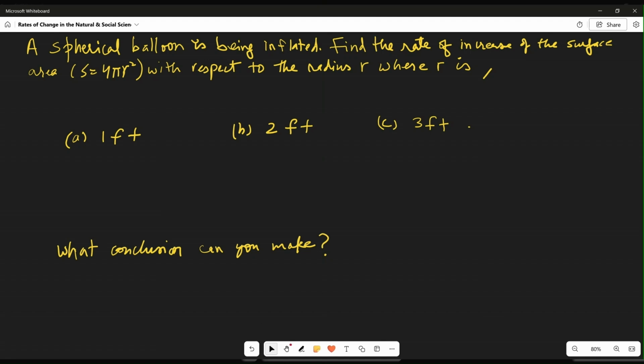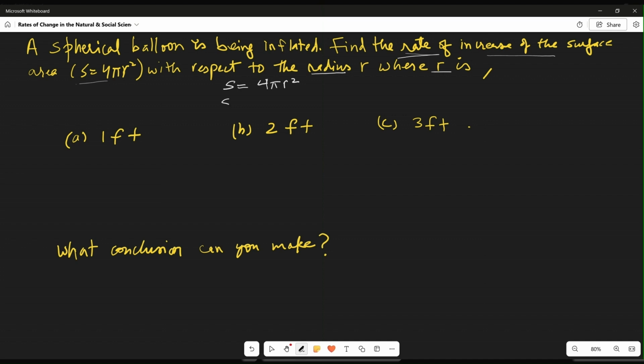Let's look at our next rates of change word problem. A spherical balloon is being inflated. Find the rate of increase of the surface. So we have this function with respect to the radius r. We have s equal to 4 pi r squared, and the rate of increase. How do we find that?